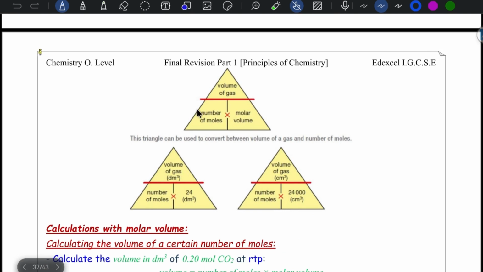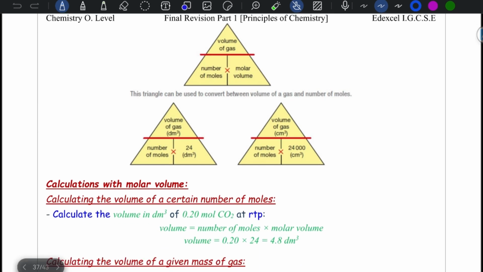Check this. Number of moles multiplied by molar volume will give the volume of gas. If you want to calculate number of moles, you can divide volume of gas over 24 in case of cubic decimeter, or volume of gas in cubic centimeter over 24,000. If the unit of volume of gas is cubic decimeter, use 24. If cubic centimeter, use 24,000. If you want to calculate volume of gas in cubic centimeter, multiply number of moles of gas by 24,000, as you can see, and we will get some examples.